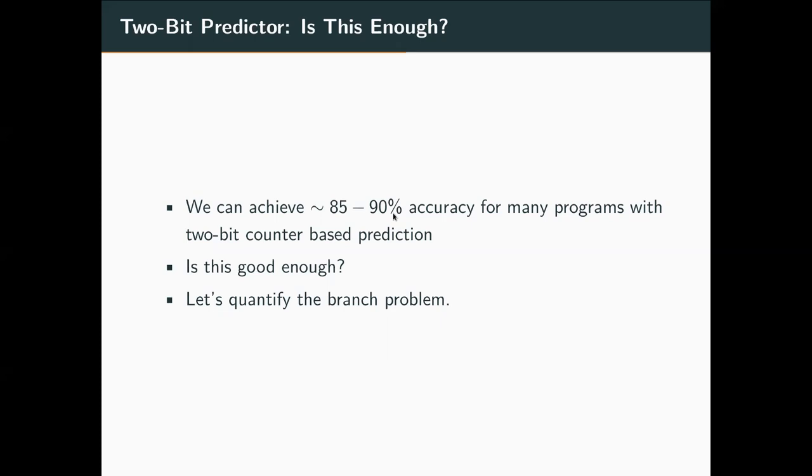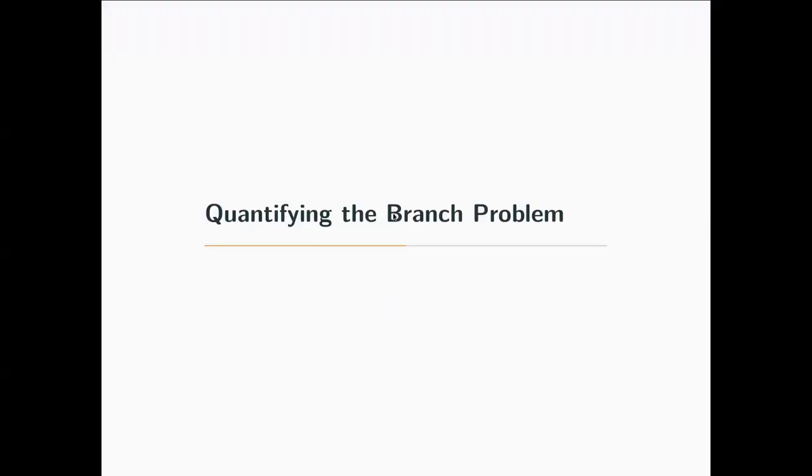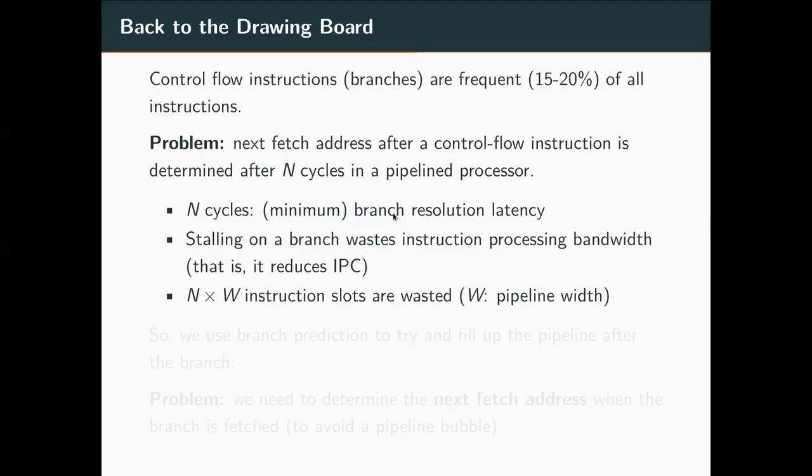So let's quantify how bad the branch problem is. Okay, so branches are pretty frequent. They're 15 to 20% of all of the instructions, because quite frankly, computer programs aren't very useful if you don't make any decisions.